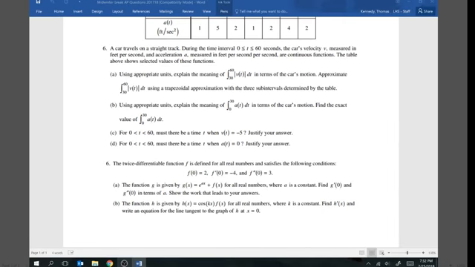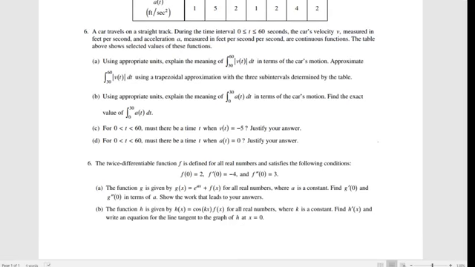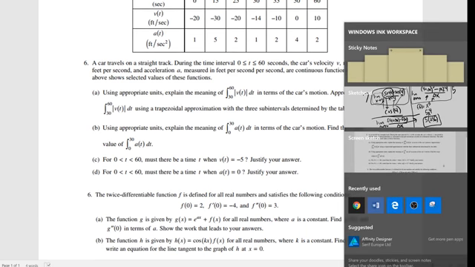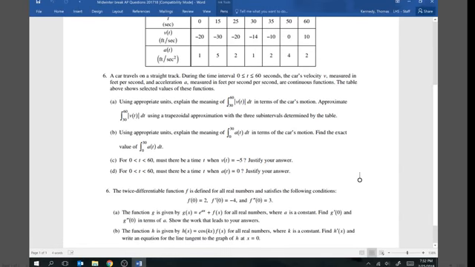So, looking at D. The reason why D has an answer and it's not that there is nothing there is because we have to look at the velocity. So what we're doing is mean value theorem. We're saying the velocity at 0 is the same as the velocity at 25.